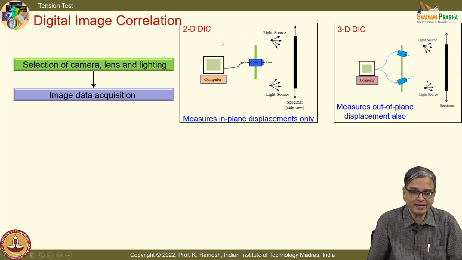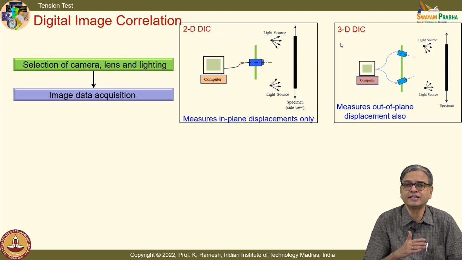I would like you to make a sketch of this. Okay, you have a specimen loaded. I have a light source, and I have a two-dimensional digital image correlation, which is cost effective, and the software is also very simple. You use only a single camera. On the other hand, if I use two cameras, that's the only difference. If I use two cameras, then I have what is known as three-dimensional DIC.